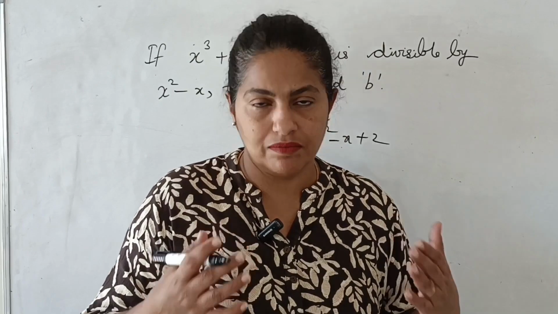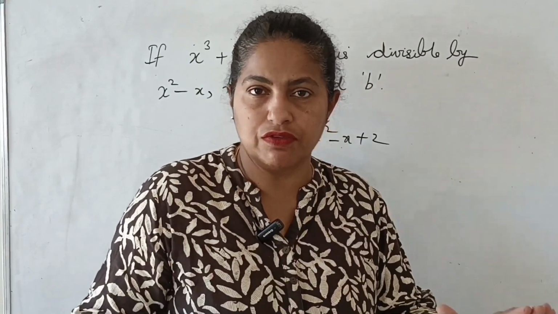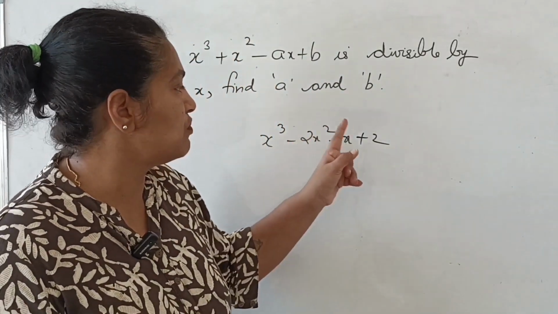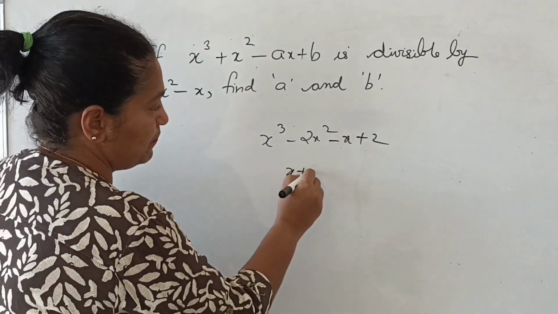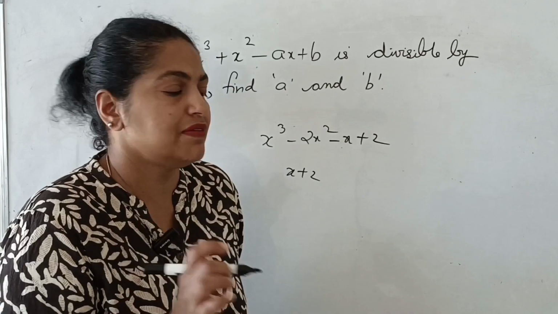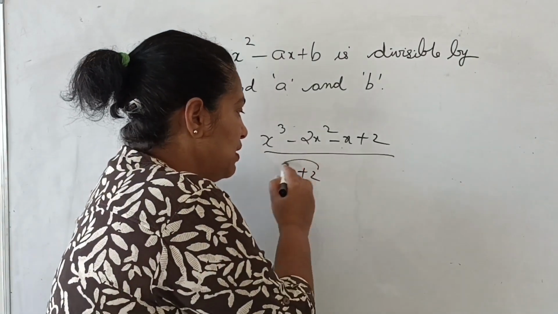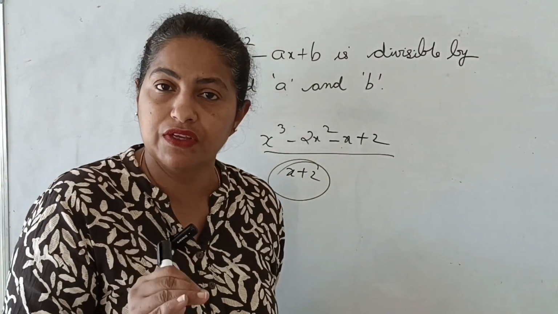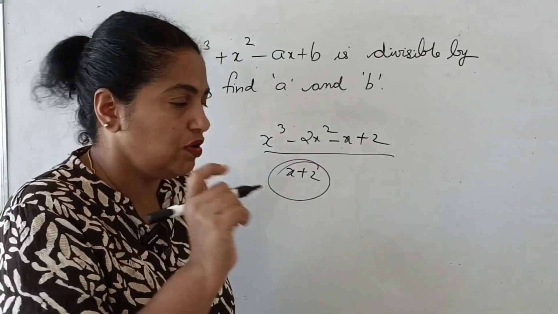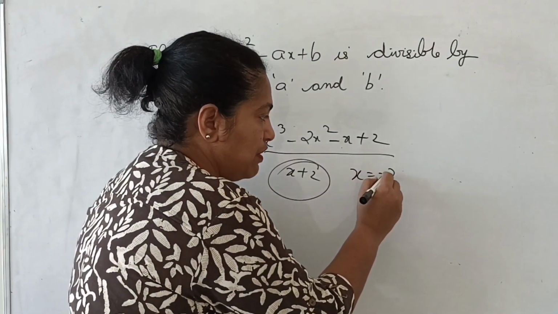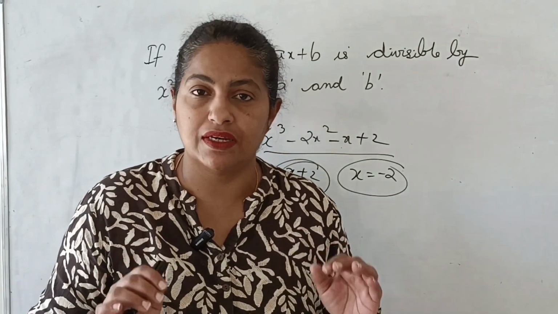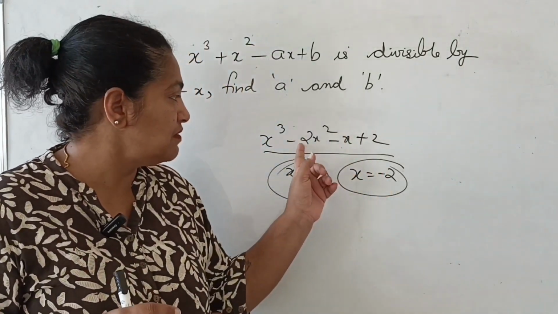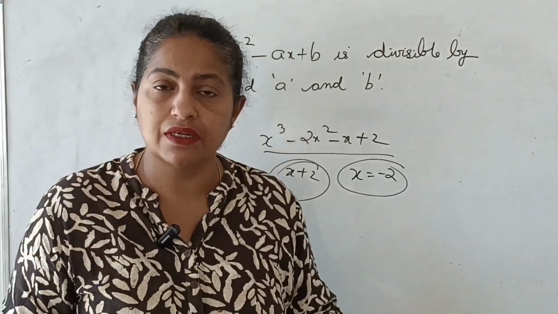Now let us consider a polynomial which is not related to the question at all. X cube minus 2x square minus x plus 2, and I am telling you it is divisible by x plus 2. What do you mean by that? It means that when I am dividing this polynomial by x plus 2, I am getting a remainder of 0, that is called divisible. Or if I am substituting the value of x is equal to minus 2 in this particular polynomial, I should be getting a 0. That is what we mean by this is divisible by x plus 2. Correct.